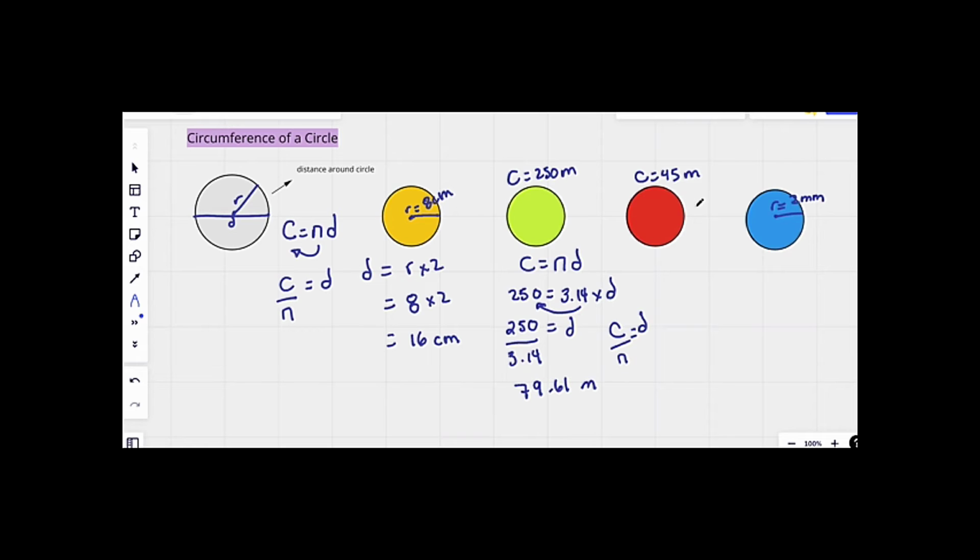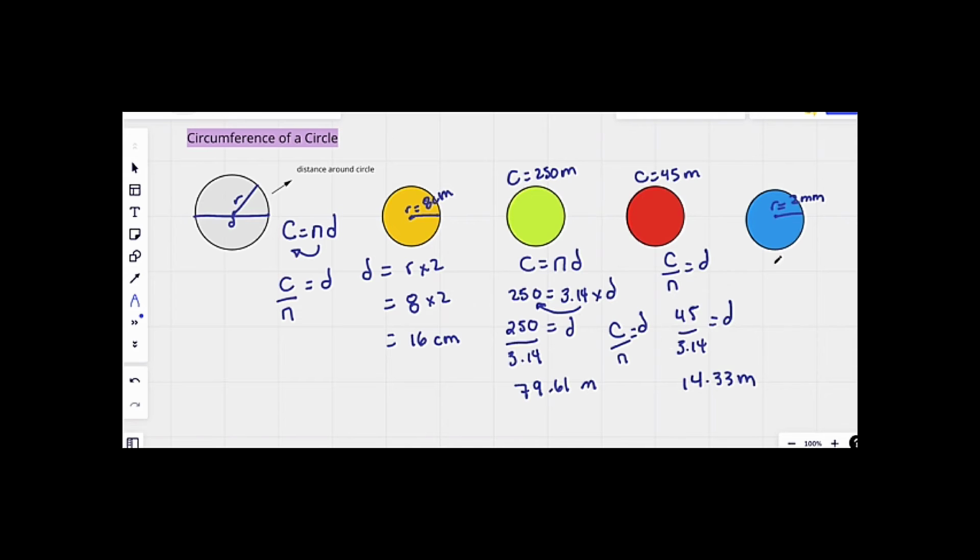So how do we get the diameter if we have a circumference of 45? We're going to use our formula of circumference over pi, which gives us the diameter. So how do we do that? Well, we have a circumference of 45. Pi is 3.14. And that's what's going to give us our diameter. So our diameter is 14.33 meters. Okay, so you see what we're doing here?